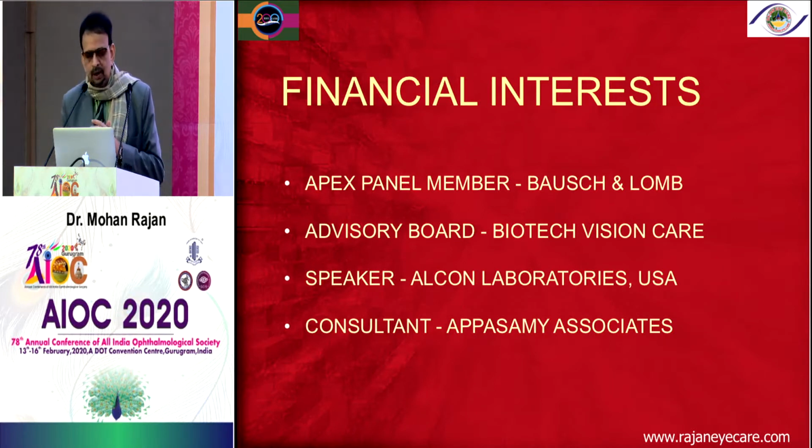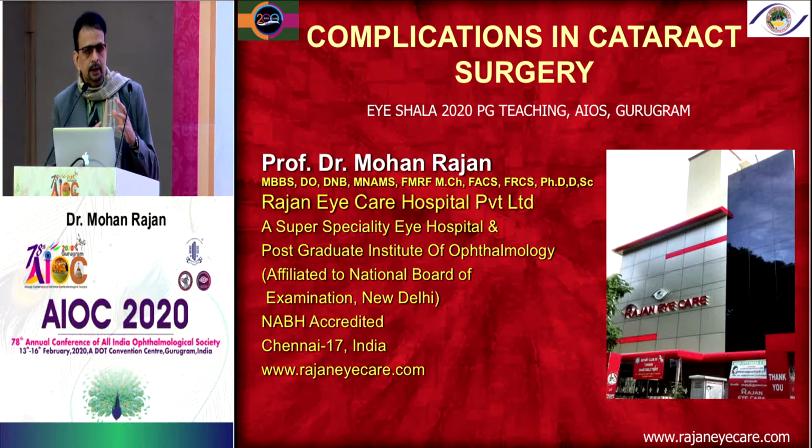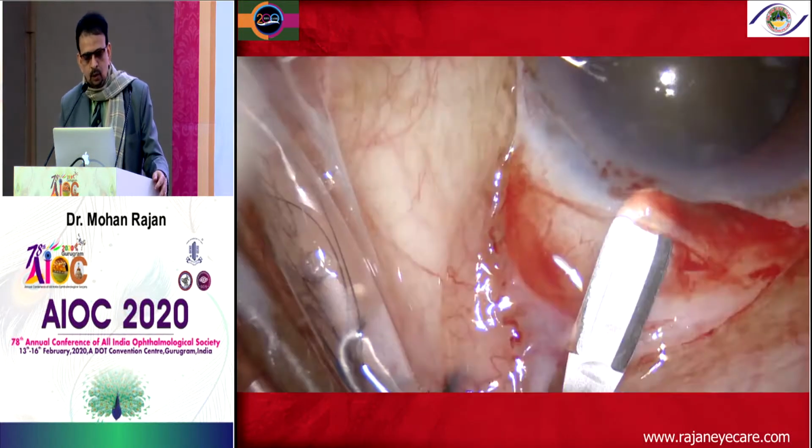The most important thing is if you have a complication, the difference between an ordinary and extraordinary surgeon is how he manages the complications. And you can manage these complications very, very well and give the patients very good vision, 6/6 vision post-operatively as well. So let's go through some basics.